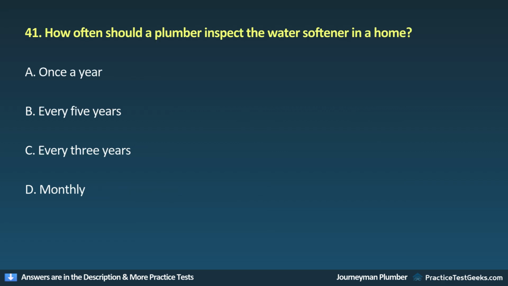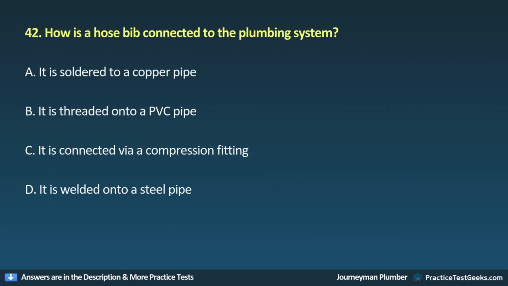41. How often should a plumber inspect the water softener in a home? A. Once a year. B. Every 5 years. C. Every 3 years. D. Monthly.